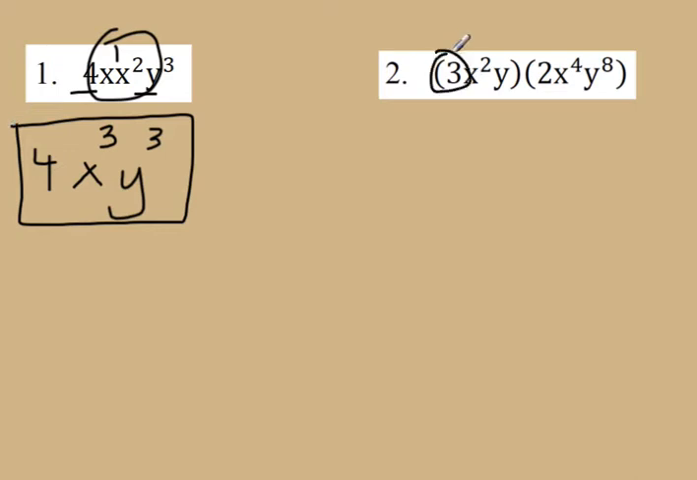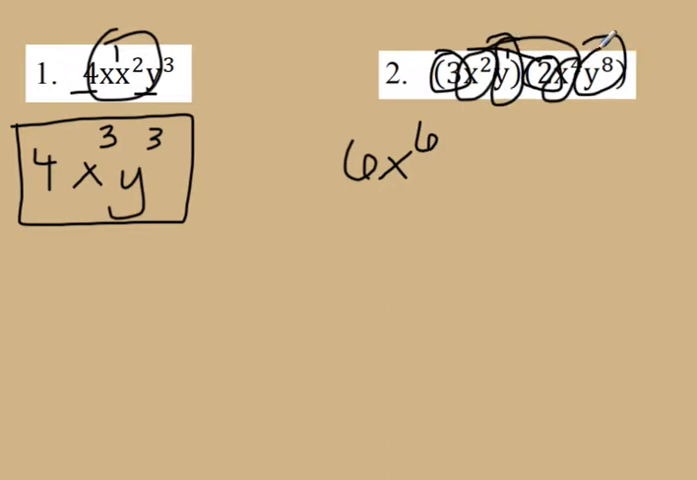So when I have this 3 and this 2 as coefficients on the outside, I need to multiply those two. 3 times 2 is 6. Then next I'm taking x squared times x to the 4th. When I multiply x squared times x to the 4th, I do add those exponents and that will give me x to the 6th. Then this is the same as y to the first power. If there's no exponent, the power is 1, not 0. So I have y to the first times y to the 8th.